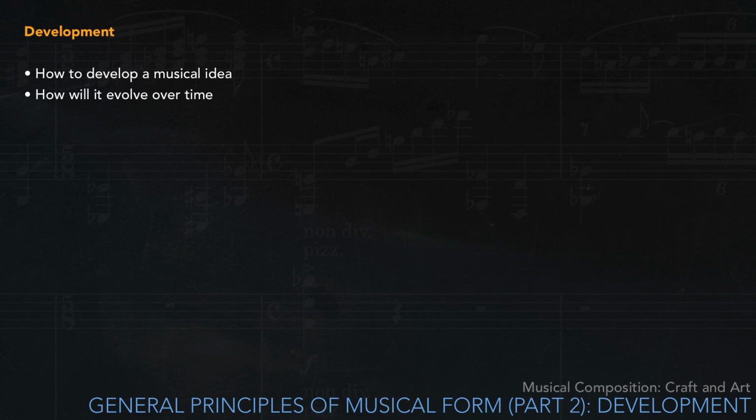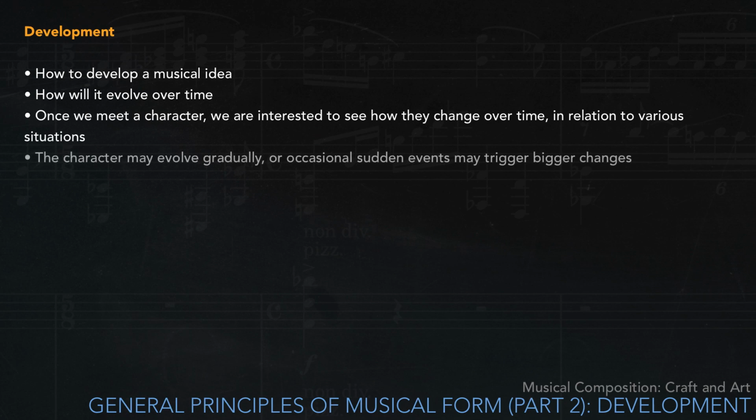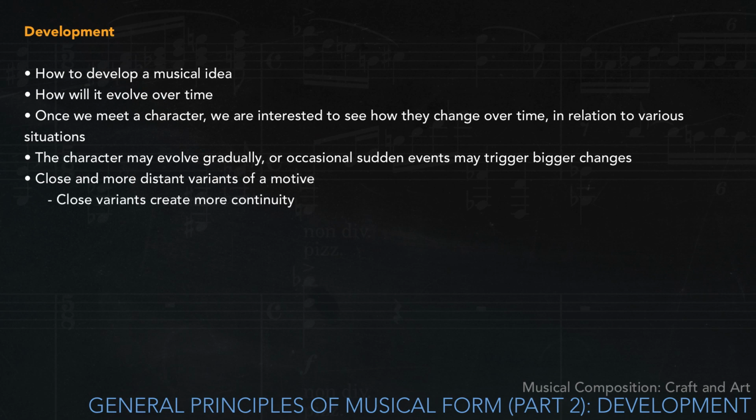I think of this a bit like developing a character in a novel. Once we meet a character, we're interested to see how they change over time in relation to various situations. The character may evolve gradually, or occasional sudden events may trigger bigger changes. The simplest musical parallel to this distinction is the one we've already mentioned between close and more distant variants of a motive. Close variants create more continuity, more remote variants are more surprising.